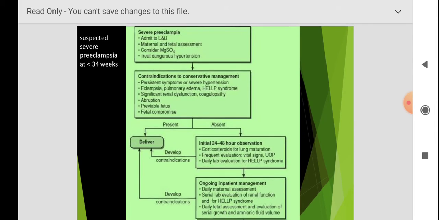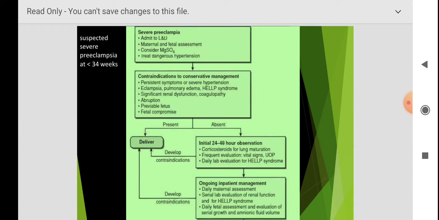What do you do in cases of severe preeclampsia? You are going to admit her to the labor delivery unit. Maternal and fetal assessment is done as told earlier. You can consider giving magnesium sulfate to prevent convulsions as a preventive measure if her BP is more than 160/110, or if BP is less than 160/110 but she is having any other signs of severe preeclampsia or premonitory symptoms, then even before the convulsions you can give her MgSO4, that is the full loading dose.